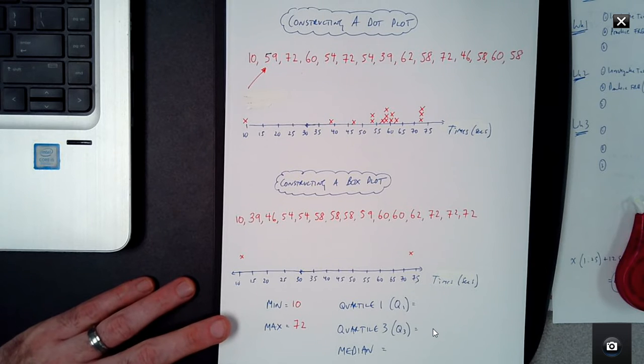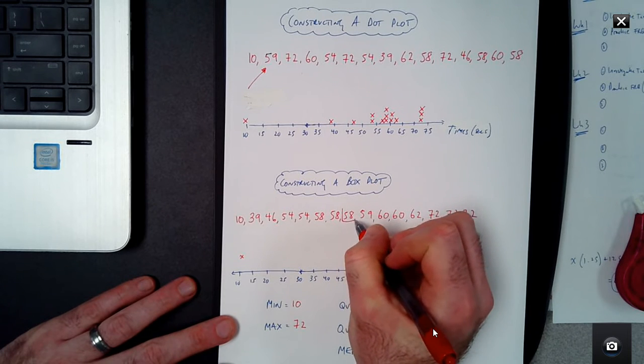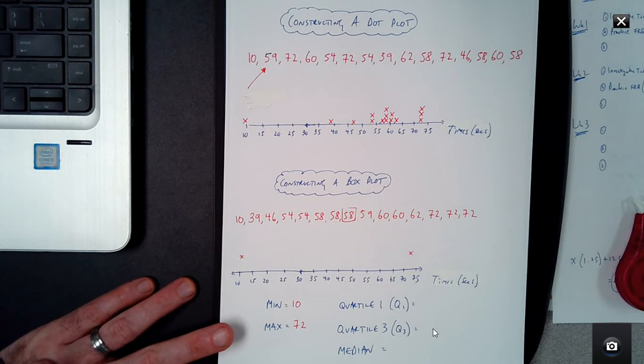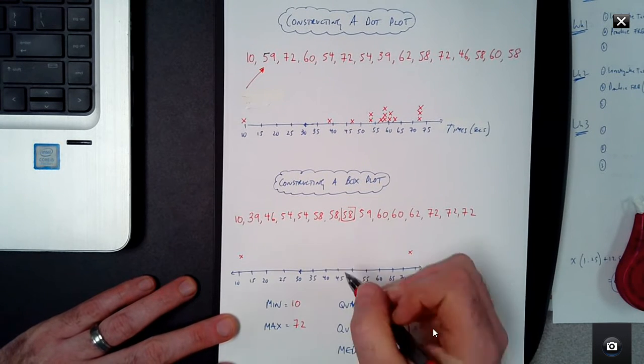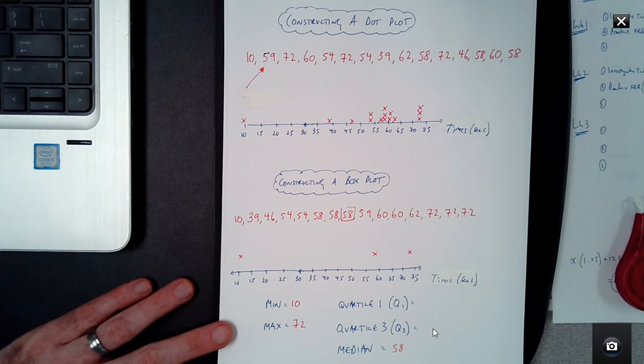The median, we already figured that out from before. We know that that's going to be 58. And it was this one right here, because there have to be an equal number of data points to the left and an equal number of data points to the right. So the median was 58. So that's going to be right there approximately.